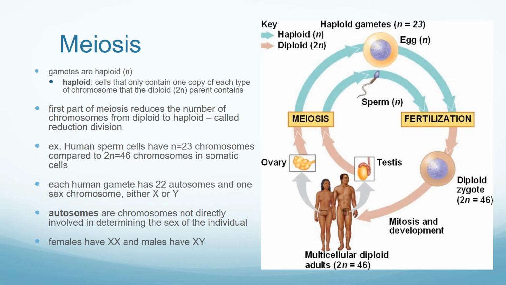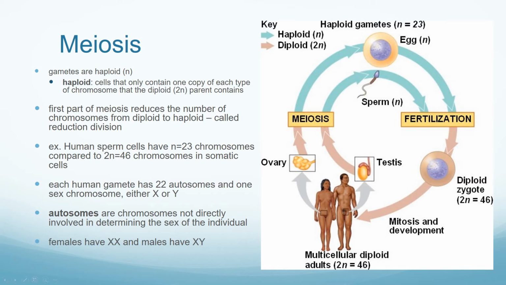Now, the first part of meiosis reduces the number of chromosomes from diploid to haploid, and we call that reduction division. So, for example, human sperm cells have 23 chromosomes compared to 46 chromosomes in the somatic cells. Now, each human gamete has 22 autosomes and one sex chromosome. So it all adds up to the 23, and the 22 will account for everything that's part of the body cells. And then the last pair is the XY or XX, which determines which gender it's going to be.